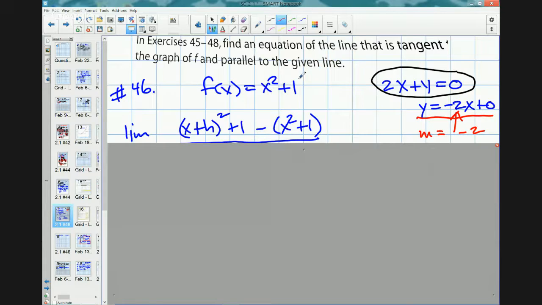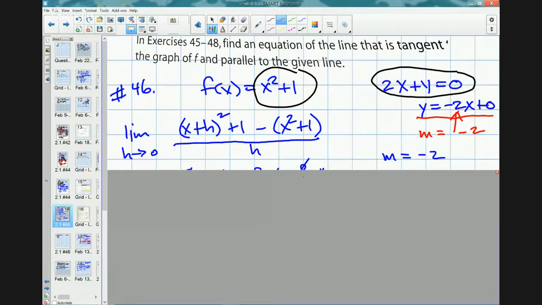Let's do a derivative of this thing. All right, f of x plus h, isn't that just x plus h quantity squared plus 1? Yeah, so there's my f of x plus h. There's my original function. Put it over h and take the limit as h approaches 0. I hope that's starting to get pretty automatic.